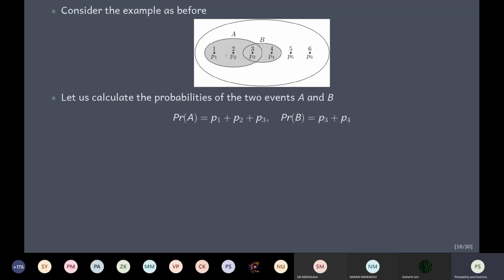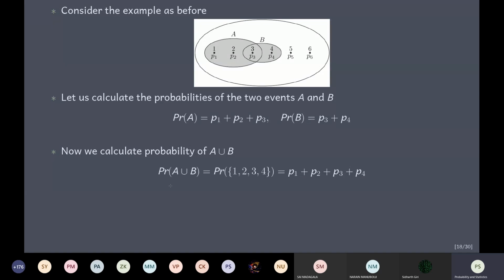So let us say in this example we have probability of A, which is P1, P2, P3. Probability of B individually is P3, P4. Now if we want to calculate the probability of A union B, if I do union, then there is a duplicate 3 here. So 3 shows up once, right? So that duplicate is removed.